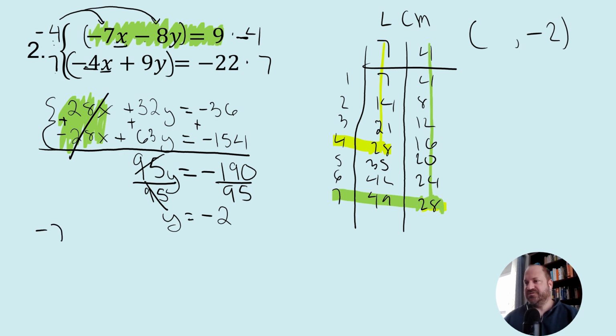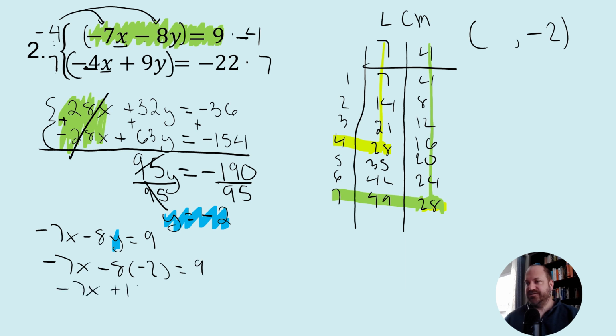So we've got negative 7x minus 8y equals 9. So we know our y is negative 2, so that y value is going to go right in here. Negative 7x minus 8 times negative 2 equals 9. Negative 7x plus 16 equals 9.